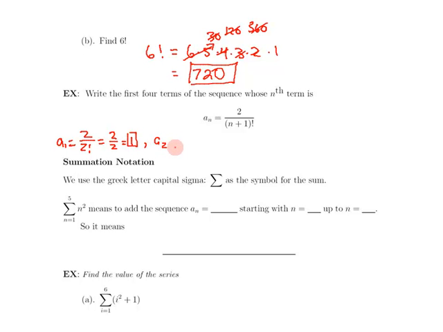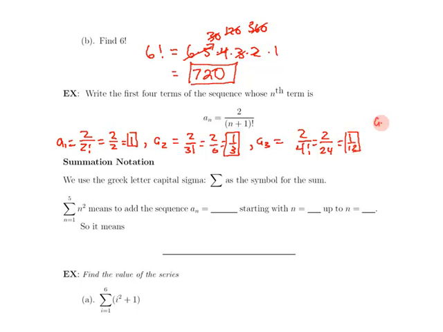A sub 2 would be 2 over 3 factorial, or 2 over 6, which reduces to 1/3. So your second term in your sequence is 1/3. A sub 3 would be 2 over 4 factorial, because 3 plus 1 is 4. That's 2 over 4 times 3 is 12, times 2 is 24, which reduces to 1 over 12.